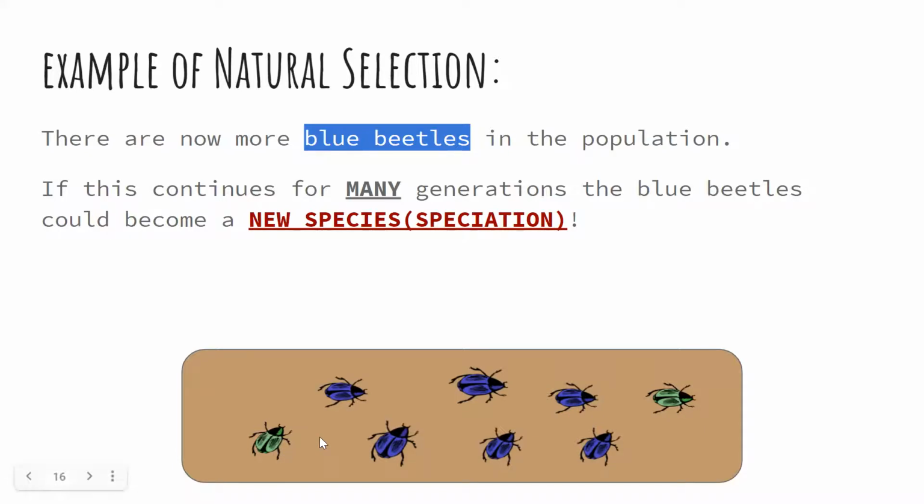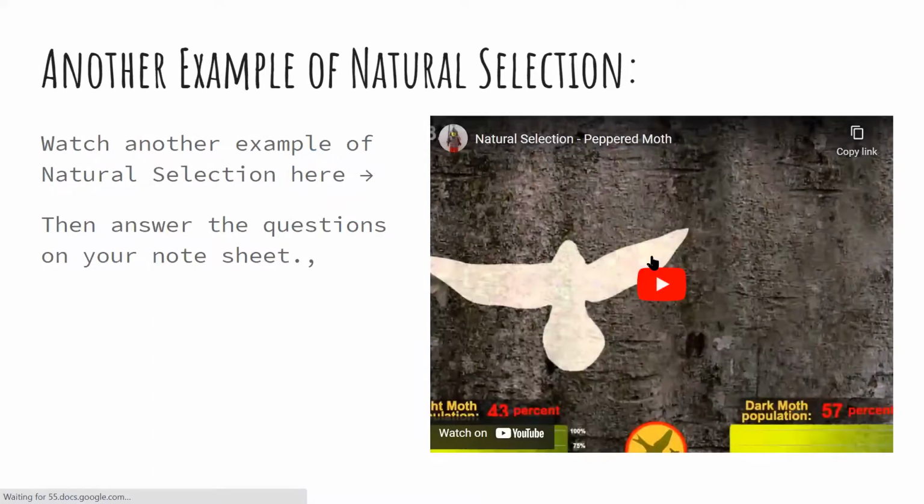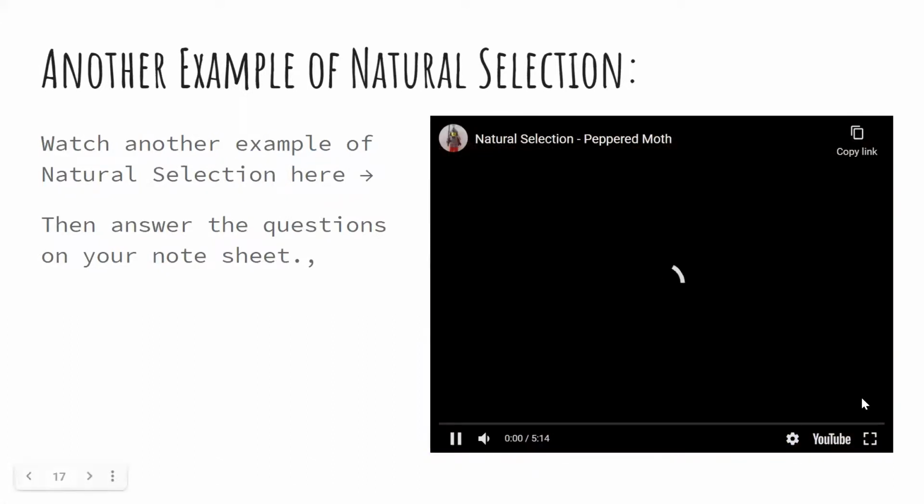Now, if this continues over many generations, and the green beetles continue to be eaten and the blue beetles continue to reproduce, or maybe they mutate or other beetles come to mate with these beetles, they could become an entirely new species. Here's another example of natural selection.